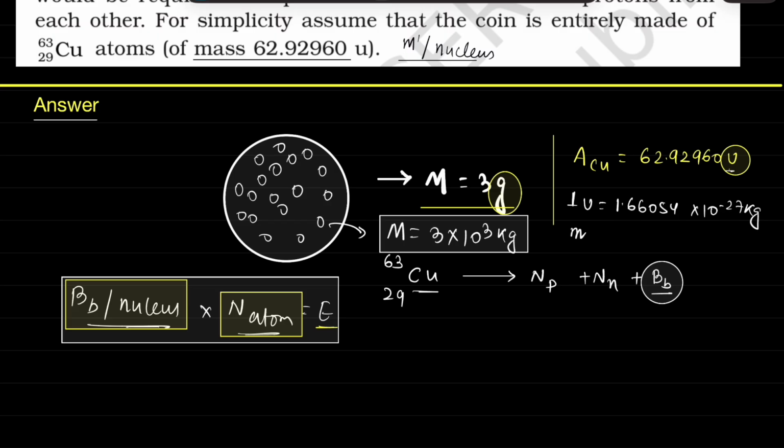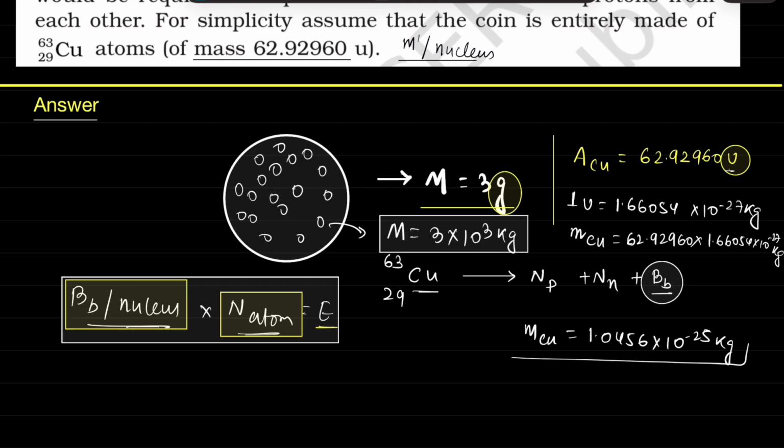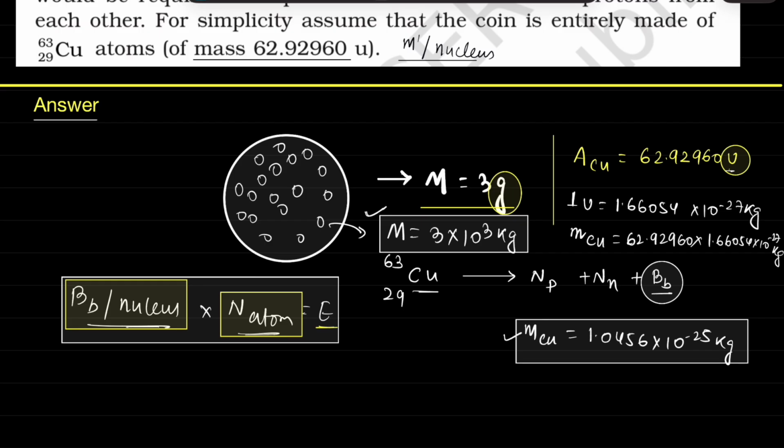The mass of one atom of copper is 62.92960 into 1.66054 into 10 to the power minus 27 kg. So now if we multiply, the mass of one atom of copper will be equal to 1.0456 into 10 to the power minus 25 kg. So this is our atomic mass of copper in kg, and this is our total mass of the copper.